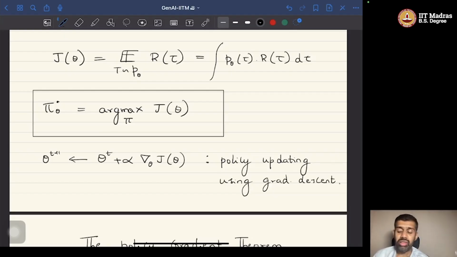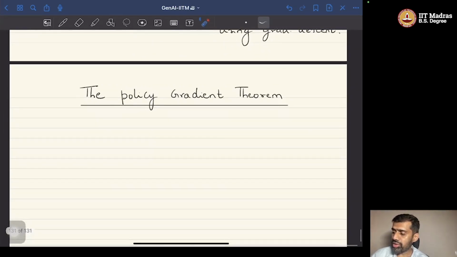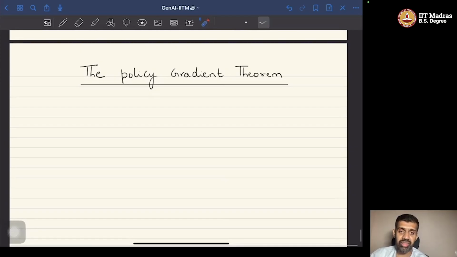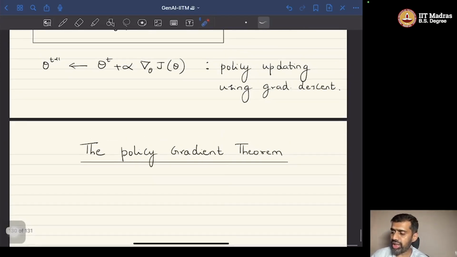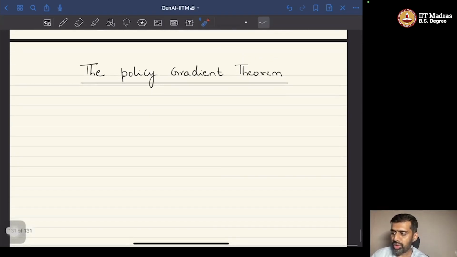Now this can be done only if we can obtain the gradient of the objective function with respect to the parameters of the policy theta, right? So to do that, we'll have to look at what is called the policy gradient theorem. That is a very nice, powerful result that would enable us to find the gradient of the objective function that we would need to solve the above stated optimization problem. Now let us look at what the policy gradient theorem entails.